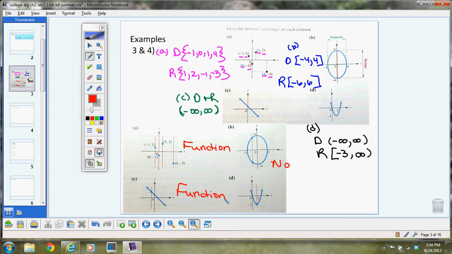And for part D, this one is a function. If I take that vertical line and I move it, if you're holding a pencil and you move it from left to right here, you do not touch the graph twice. So that one is also a function.